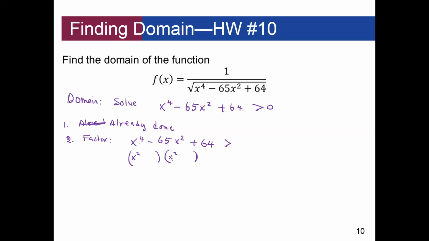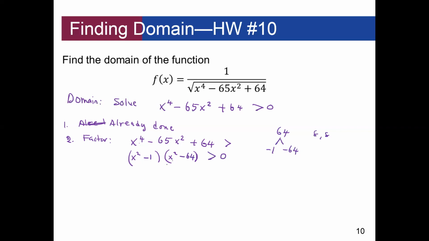Then we want two factors of 64 that, when we add, give us 65. Of course, we can have 8 and 8, which gives 64, but when you add them you get 16, not 65. So that is minus 1 and minus 64. If you multiply, you get positive 64. When you add, you get negative 65. So we put minus 1 and then minus 64, greater than 0.